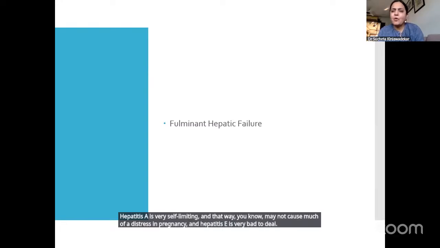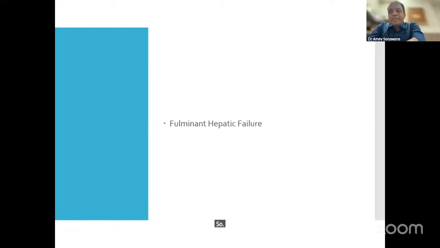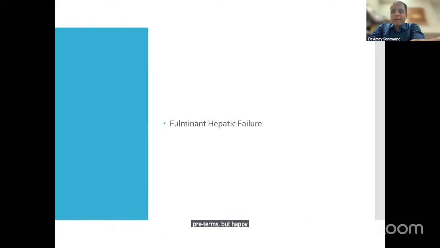Is it so, or am I wrong? So Hep A per se is also bad. It causes stillbirths, IUGR, probably stillbirths more, preterm births. But Hep B is worse in terms of maternal and fetal outcomes, including deaths, as we are all aware, 10 to 30% chance. Hepatitis E is equally bad in the non-pregnant state? Not that bad, not as bad compared to pregnant states.